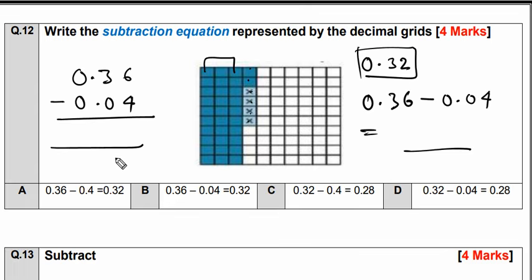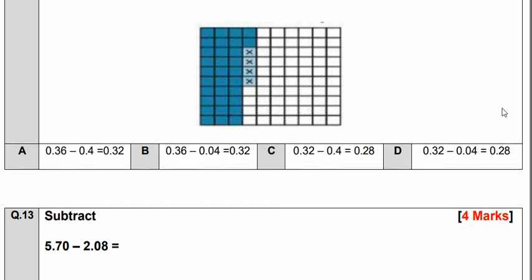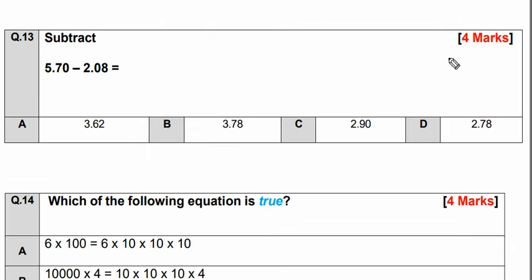Okay, pause the video and see what's your answer, whether it is A or B. This is confusing because both our answers are same. So here is the catch. Okay, pause the video and answer. Next question, again subtraction. Okay, so I'm not going to solve this, you guys answer. I will just simply write the answer. How many of you are saying A, B, C or D?